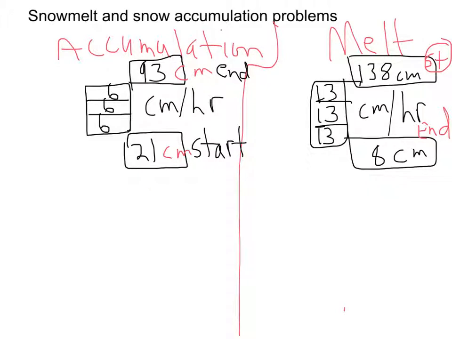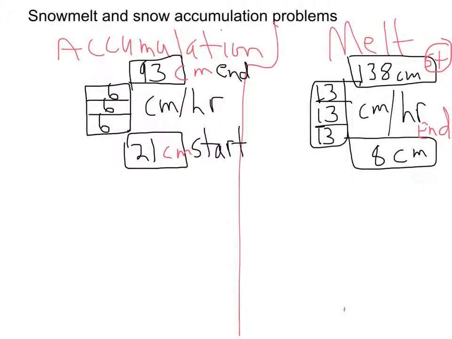Accumulation. So we're starting with 21 centimeters of snow on the ground, and then we're adding 6 centimeters every hour, and we're ending up at 93 centimeters at the end of the storm. So what we want to do is figure out how long that storm was. So we know the snow started at 21, it was growing by 6 centimeters an hour, the depth of snow, and at the end of our storm there was 93 centimeters of snow on the ground.